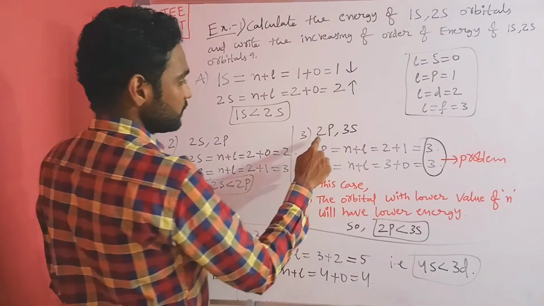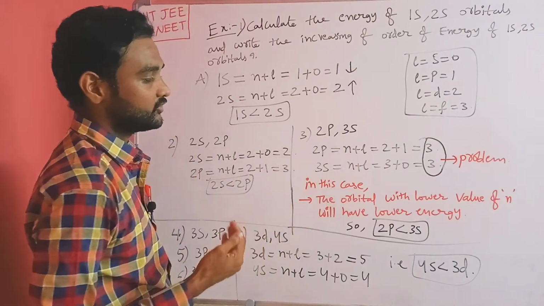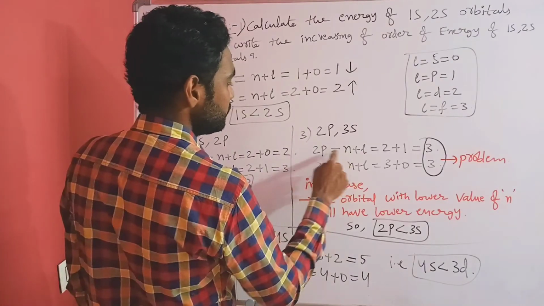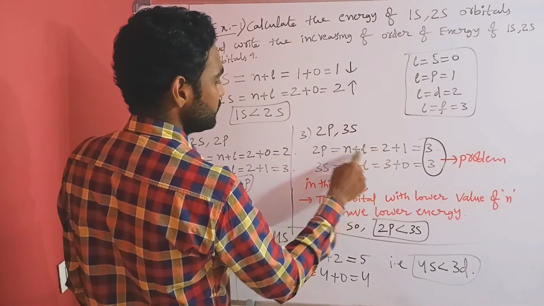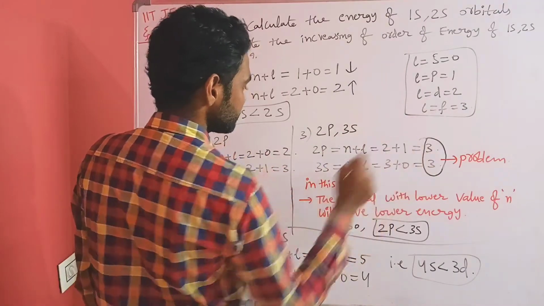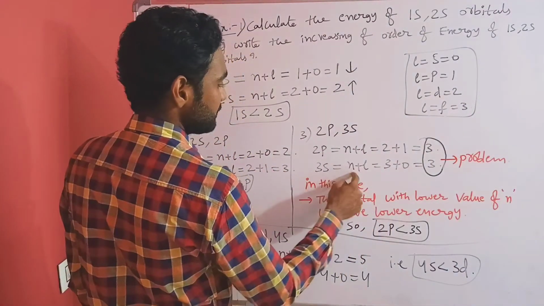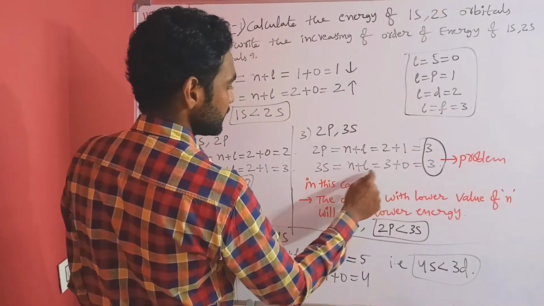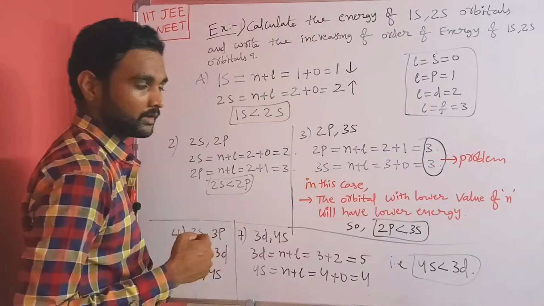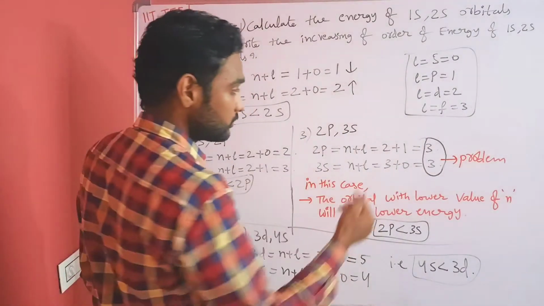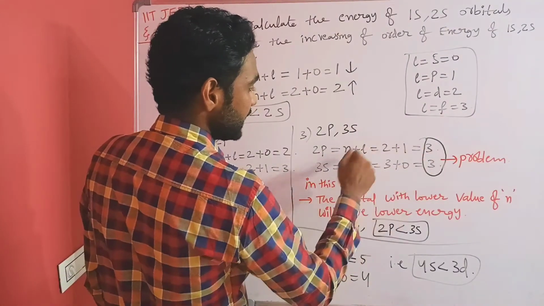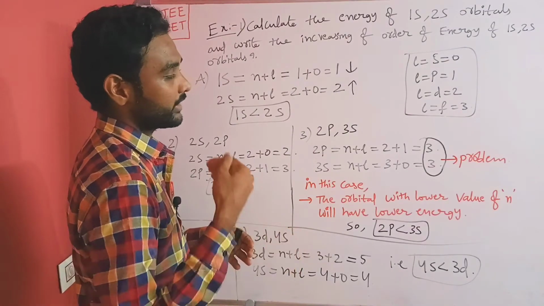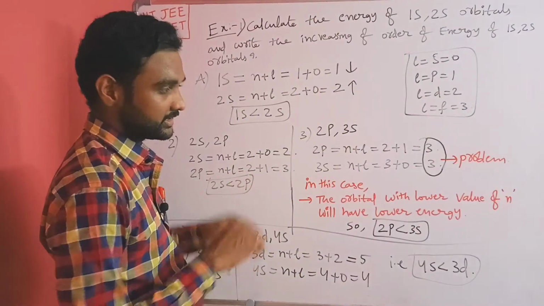See, 2p and 3s n plus l values I want to calculate. Now first you have to calculate n plus l value for 2p. See, here n value for 2p orbital is 2, l value for p orbital is 1, 2 plus 1 is 3. And 3s n plus l value I have to calculate. Here n value for 3s orbital is 3, l value for s orbital is 0, 3 plus 0 is equal to 3. Now here this is the problem, both the orbitals have the same n plus l value. Now how can you say which orbital has more energy and which orbital has less energy? This is the problem here.